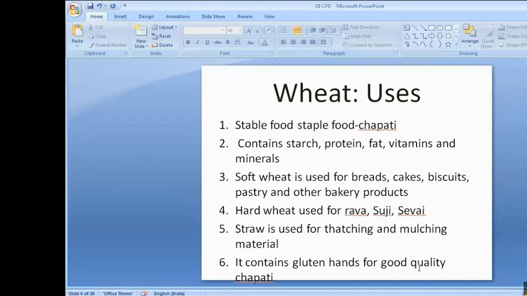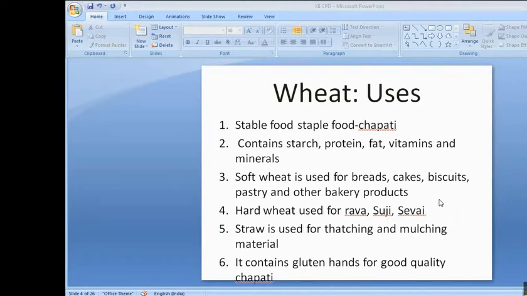Now what are the uses of wheat? This is asked for 2 marks. While remembering uses, or economic uses, we should understand that most of these crops are familiar to us, and we can know their uses from our daily life also. Wheat is a part of our daily meal, daily food, and we particularly use it for making chapati, and other products are also made out of wheat.